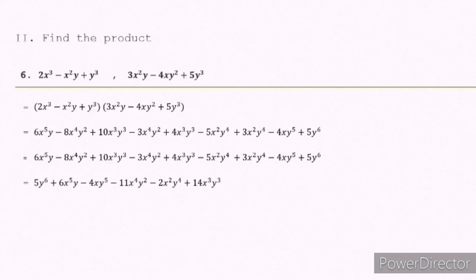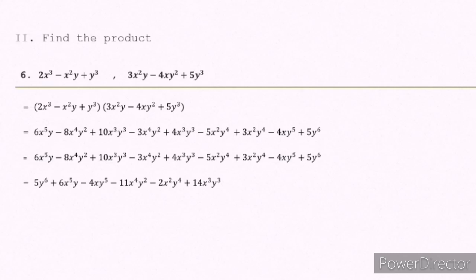Then x squared y times 3x squared y is equal to 3x to the 4th y squared. x squared y times 4xy squared is equal to 4x cubed y cubed. Then x squared y times 5y cubed is equal to 5x squared y to the 4th.